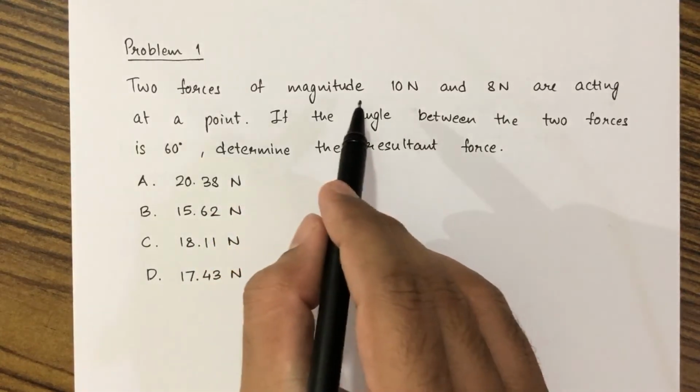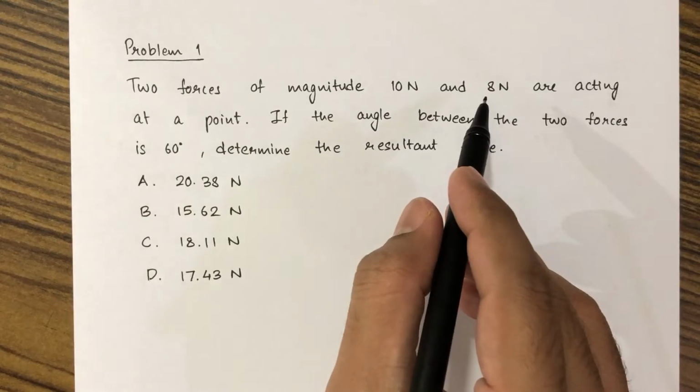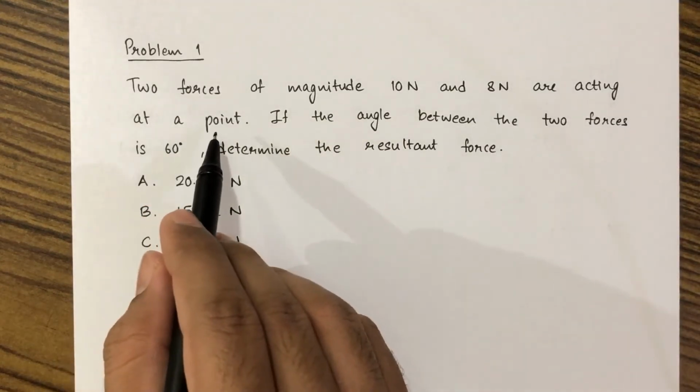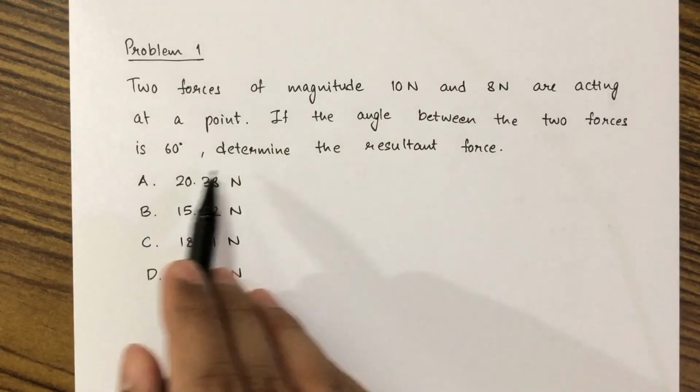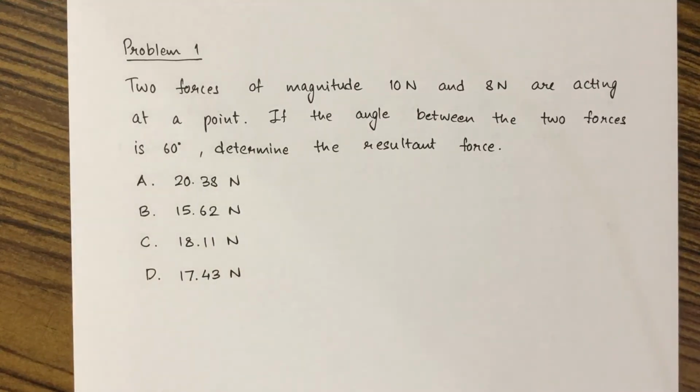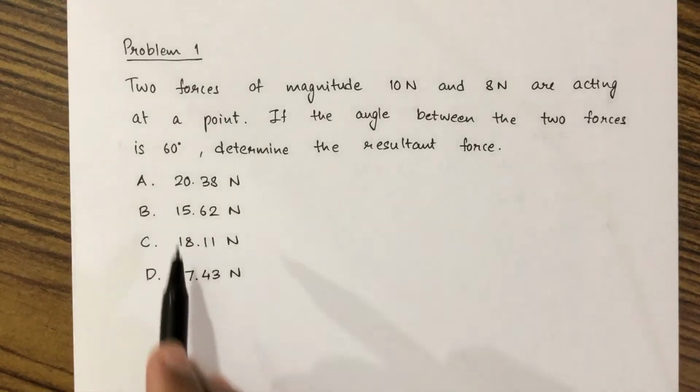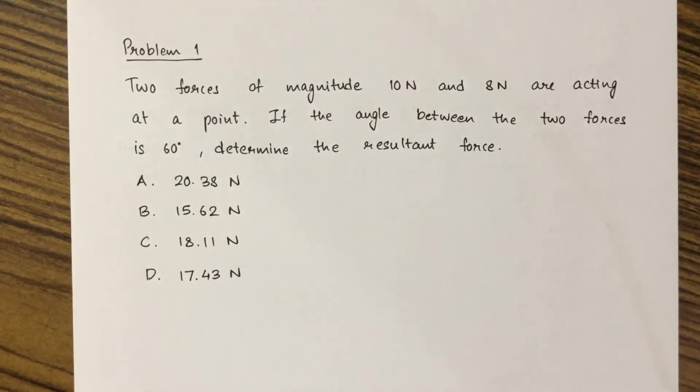Two forces of magnitude 10 Newton and 8 Newton are acting at a point. If the angle between the two forces is 60 degree, determine the resultant force. 4 options are given and we have to select the correct option.